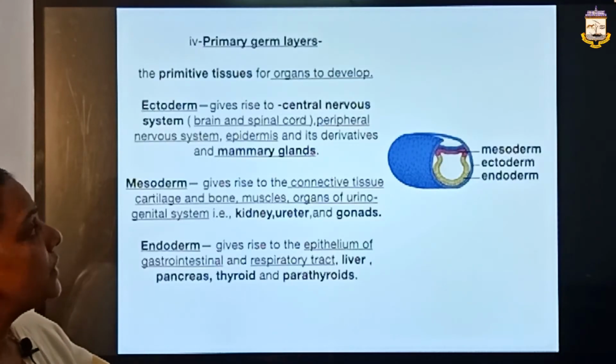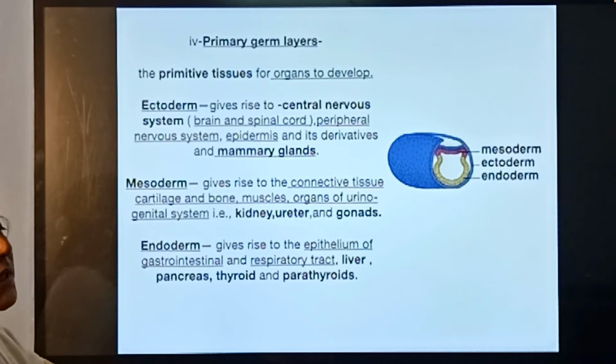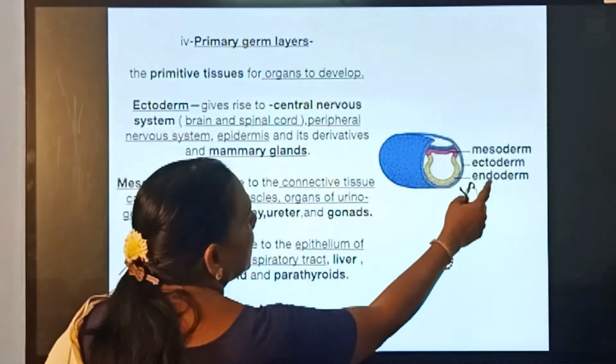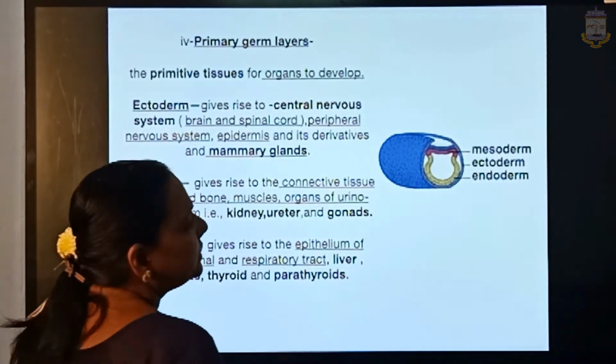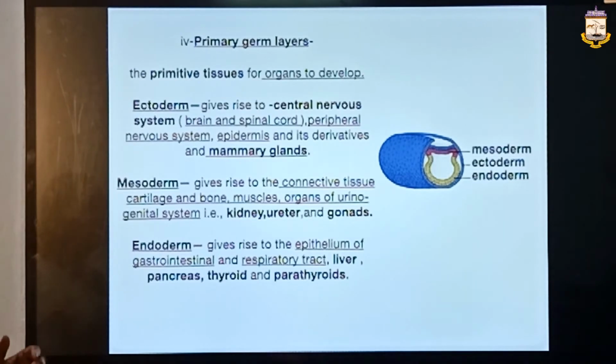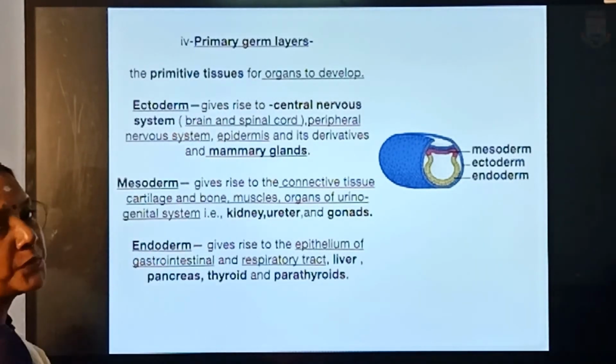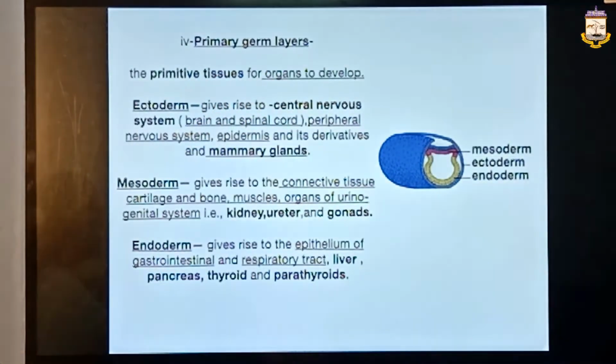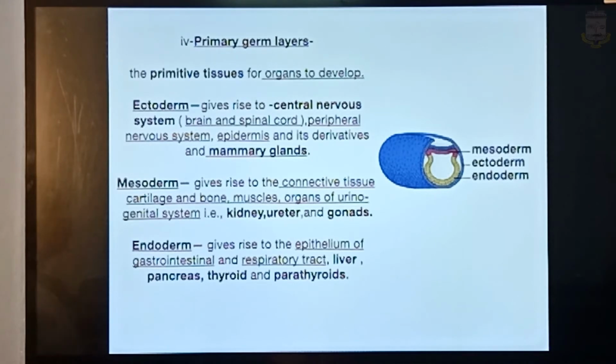Next one, the primary germ layers. From the gastrula, as I already told you, the single layered blastula is converted into a 2 to 3 layered gastrula, which you call ectoderm, endoderm, and in between you can see the mesoderm. These 3 germ layers are responsible for the formation of the primitive tissues, and these tissues form the organs. After organogenesis, a complete organism is developed only from these primary germ layers.